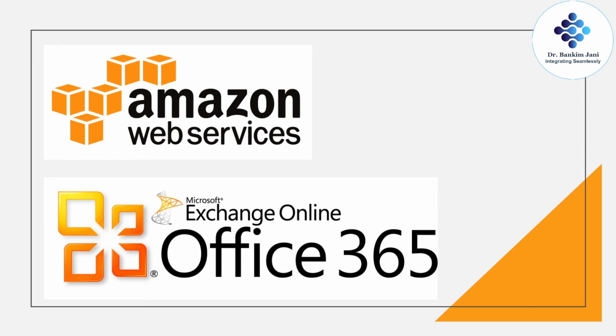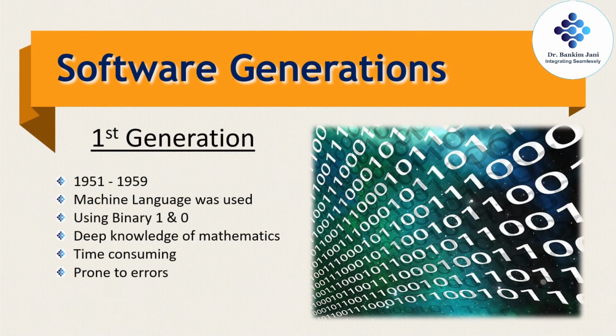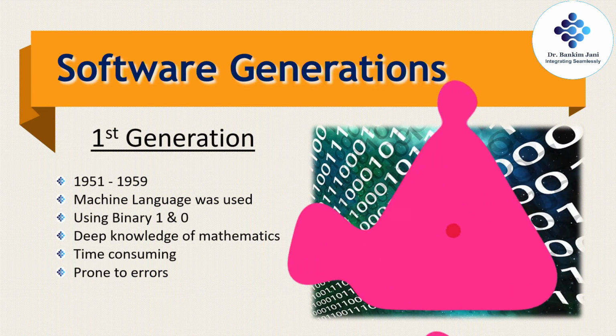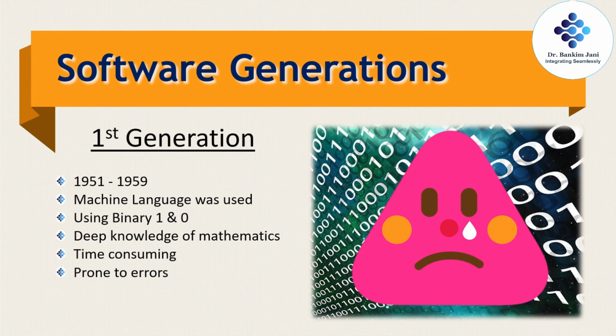You can build your own computers virtually, use them. Moving on to software generations. First generation, 1951 to 59. The first program was written using machine language. The instructions built into electrical circuitry of a machine. It was using binary 1 and 0. Deep knowledge of mathematics was needed. It was time consuming, prone to errors.